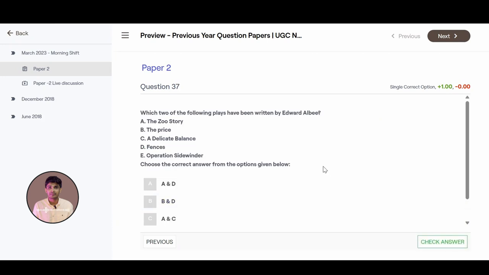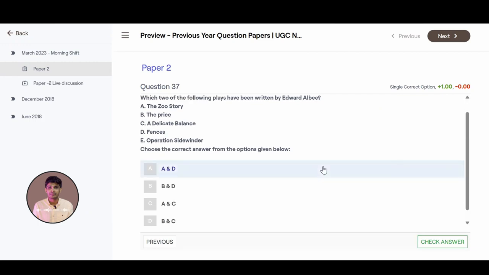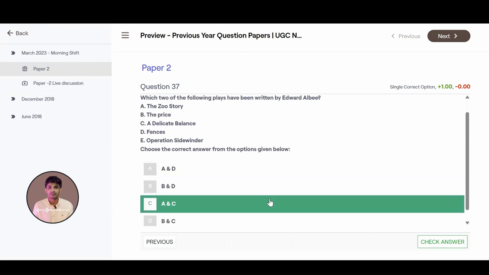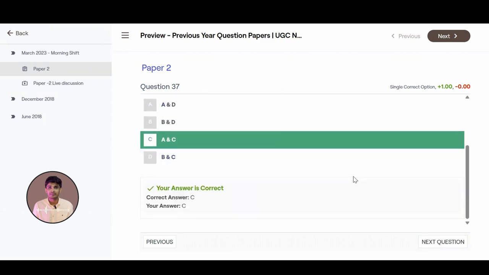All right. 37th question. Which of the following plays have been written by Edward Albee? The Zoo Story, The Price, The Delicate Balance, Fences, Operation Sidewinder. Give me the answer. 37th question. Come on, give me the answer. Anshu, Musina, Dishani. Dr. Hemant, somebody come up with an answer. C, okay, let's try C. C is the right answer. Zoo Story and Delicate Balance. Both these plays are written by Edward Albee.